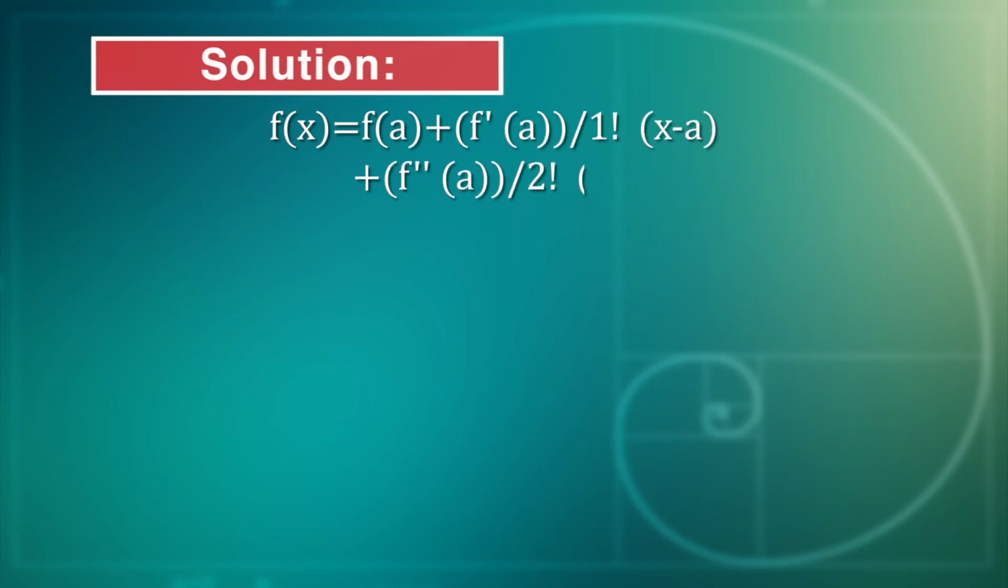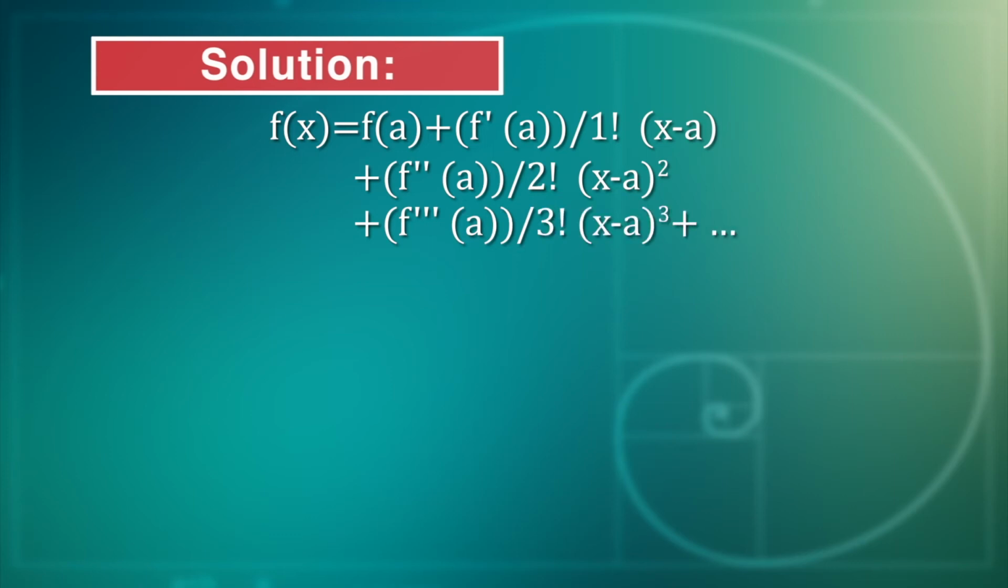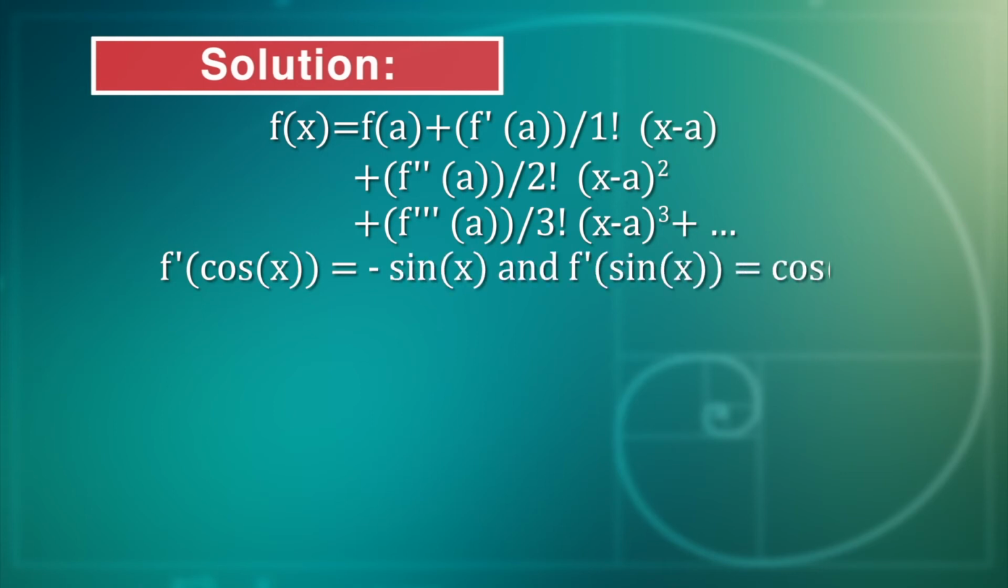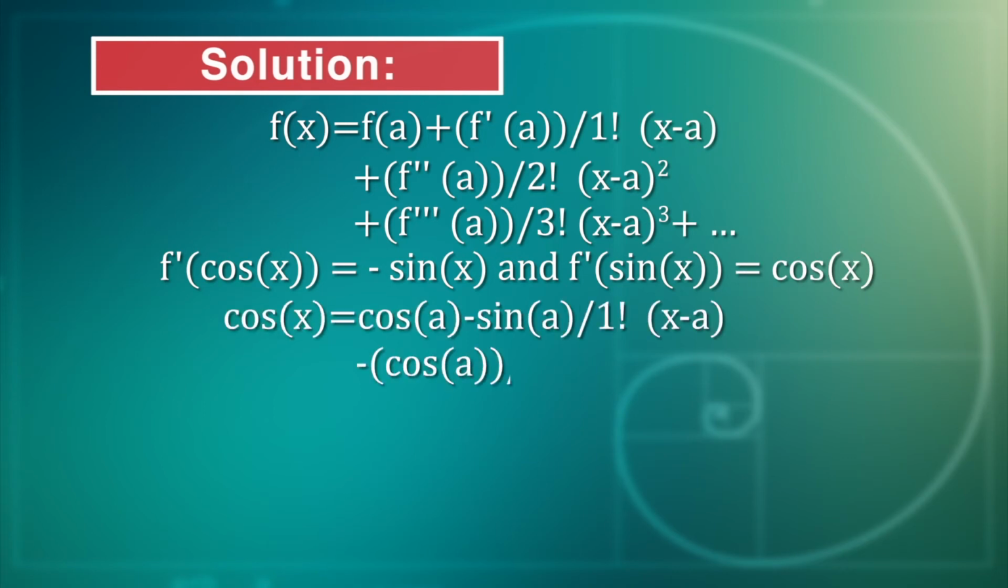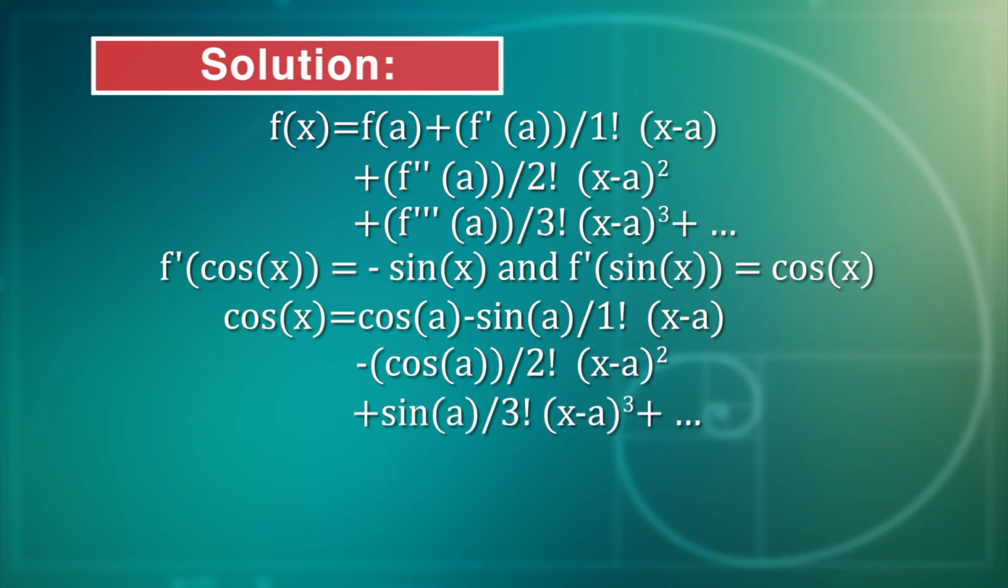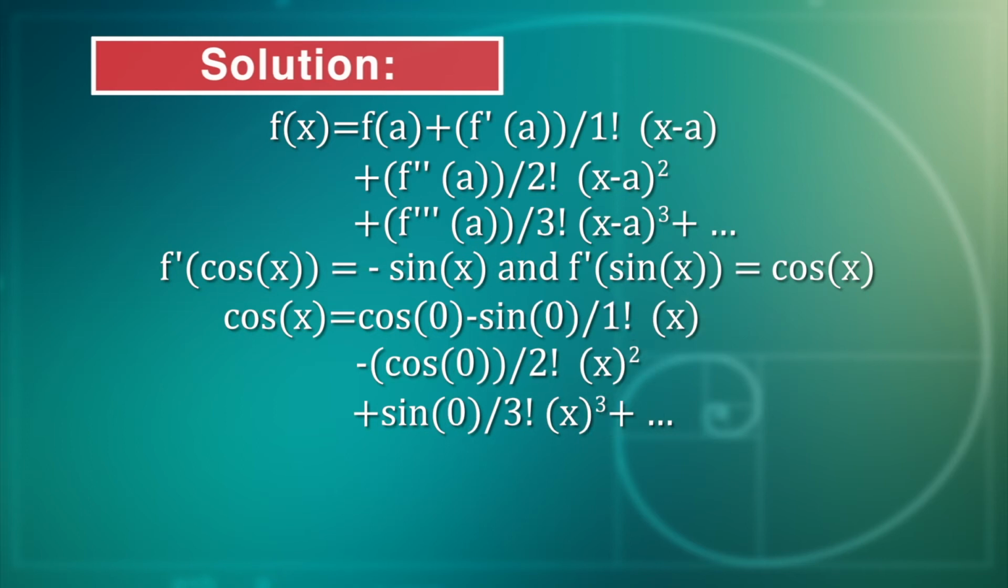We know that Taylor series is represented by this formula. Let's now find the different order derivatives of the given function. We know that the derivative of cos is minus sine and the derivative of sine is cos. So using this, we will get the series as shown. Now let's put the value of a as 0. This is because cos of 0 is 1 and sine of 0 is 0.